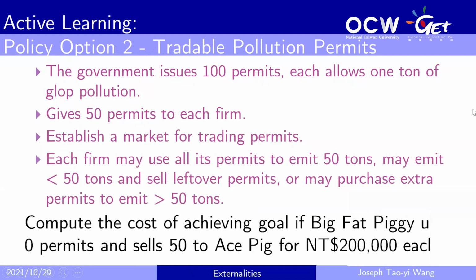So now let's think of one scenario. If Big Fat Piggy decides to use 0 permits and sells 50 permits to Ace Pig, for say 200,000 NT dollars for each permit, what is the cost of achieving the same goal of reducing 100 tons of pollution?